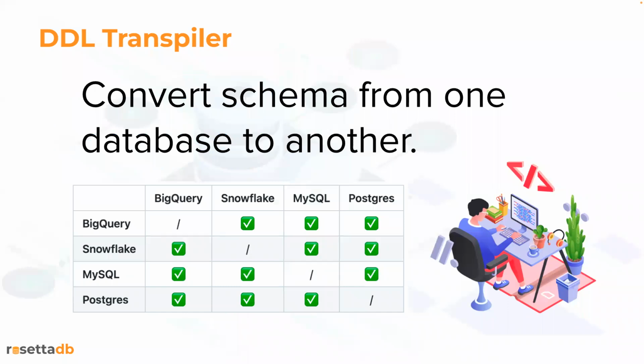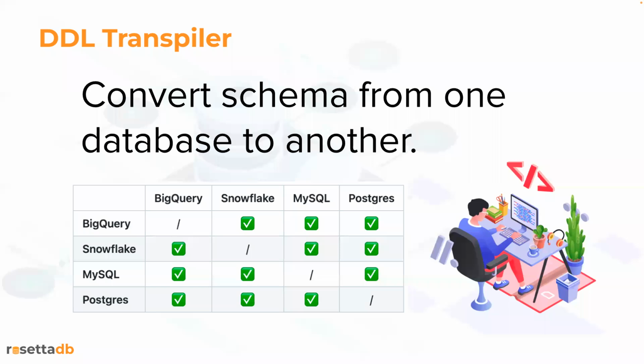At the moment, Rosetta does convert schema from one database to another. It acts as a DDL transpiler for you. The supported databases are BigQuery, Snowflake, MySQL, and Postgres.